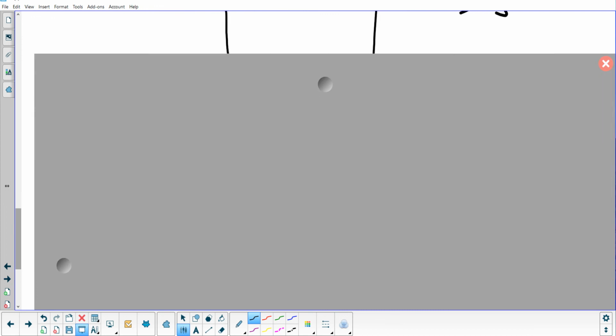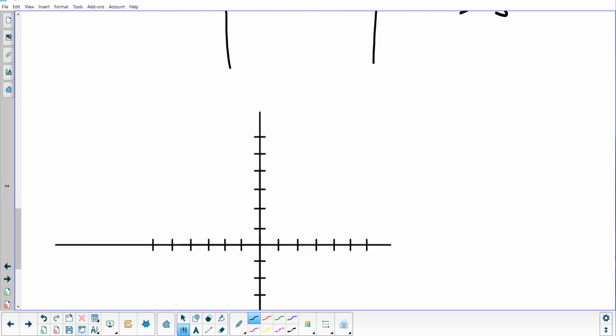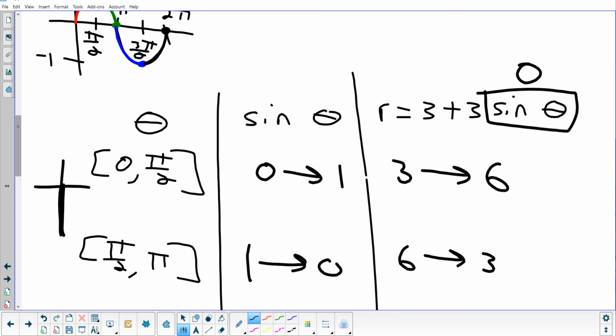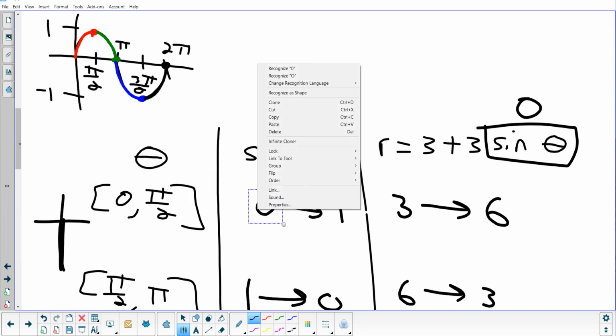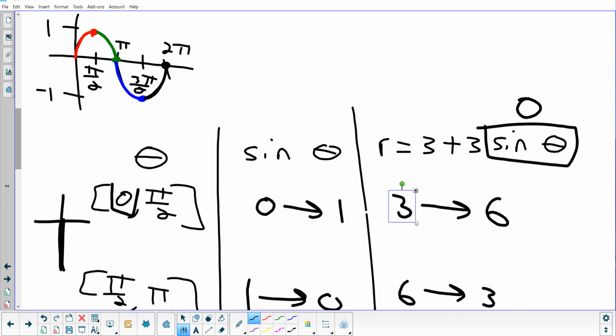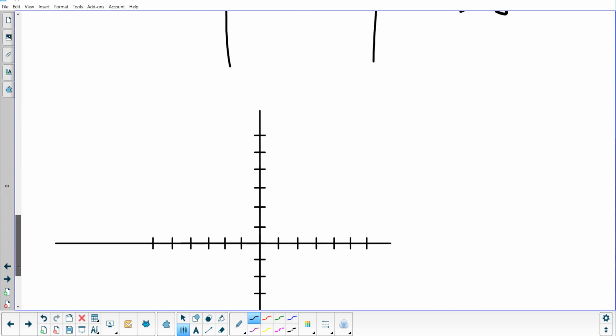Okay, so now we have to think about what that looks like. Let's try to sketch it. So we've got some definite points. We know that when we plug in an angle of 0, we end up with a radius of 3. That's what we just went through. You plug in an angle of 0, that gives you a sine of 0, which gives you a radius of 3. So what I'm focusing on are these two numbers. Those are like my coordinates. Here's my r, here's my theta. So r is 3, theta is 0. So graph 3, 0.